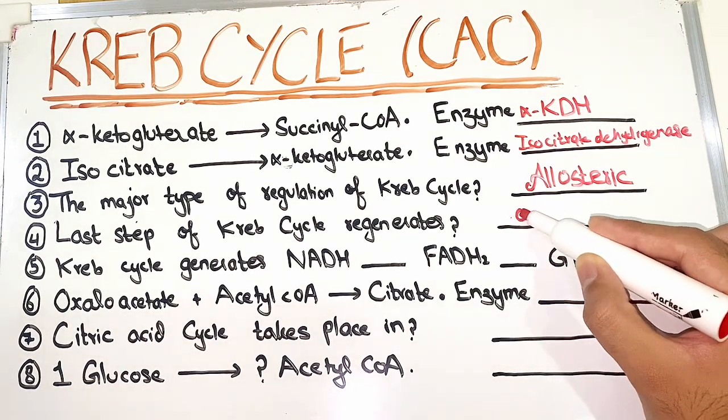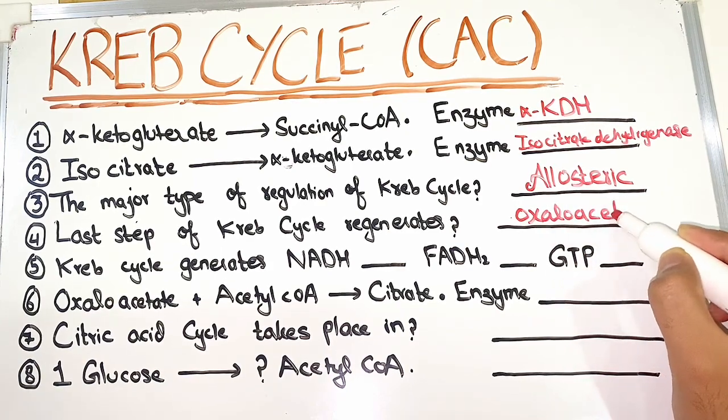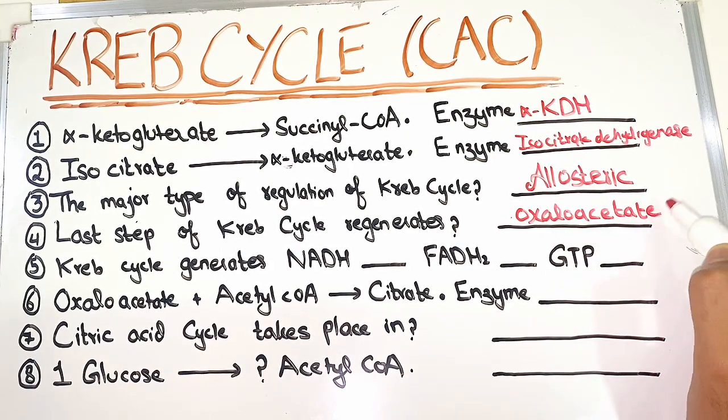The fourth question is: the last step of the Krebs cycle regenerates what? What is the last product of the Krebs cycle? It's oxaloacetate, which is again converted into citrate with the help of pyruvate, which is converted into acetyl coenzyme A.